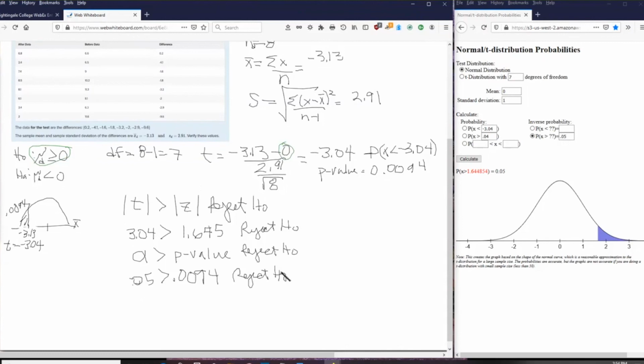So that tells me that at the 5% level of significance from the sample data, there is sufficient evidence to conclude that the sensory measurements on average are lower after hypnotism, and therefore hypnotism appears to be effective in reducing pain and showing improvement in the patient.